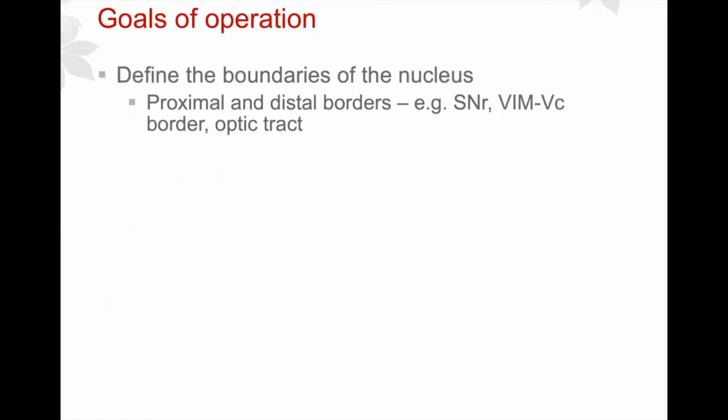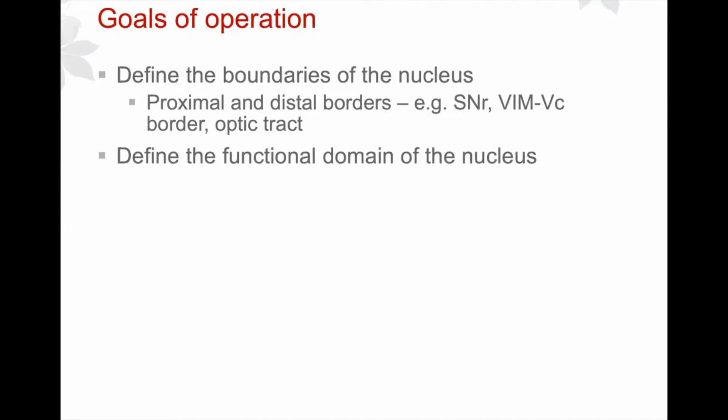So when we think about DBS, the goals of operation are to define the boundaries of the nucleus, the boundaries in terms of the proximal and the distal border. For example, for STN placement, you want to look for SNR, which is the distal border. You want to look for the silent white matter zone above the STN. Or in VIM surgery, people talk about mapping the VIM-VC border. In GPI surgery, it's about mapping the optic tract for the distal border of your ventral lateral GPI.